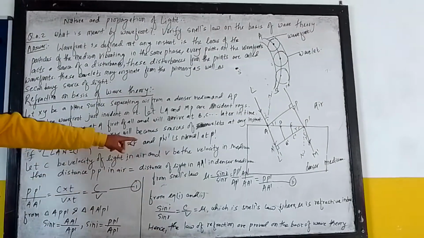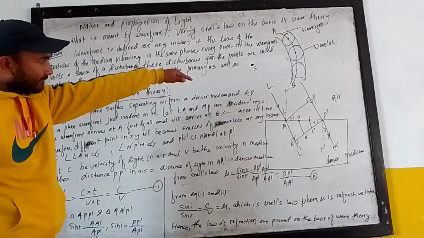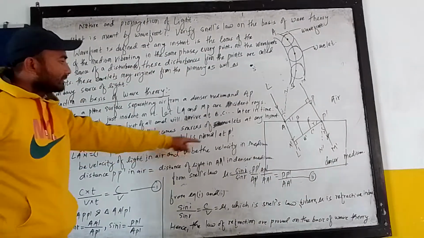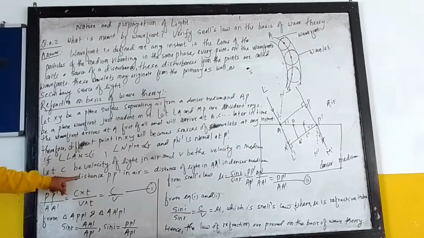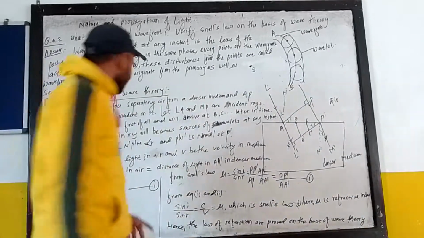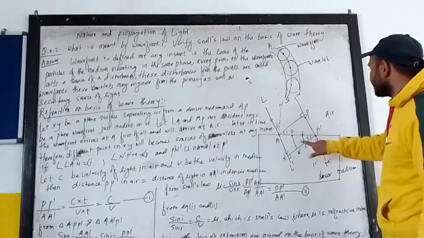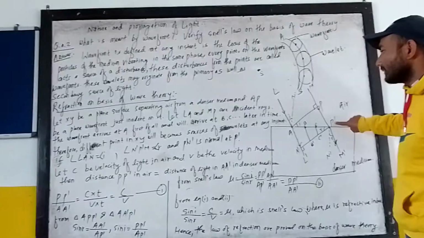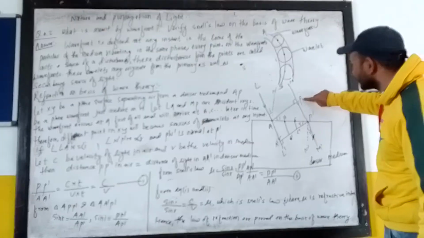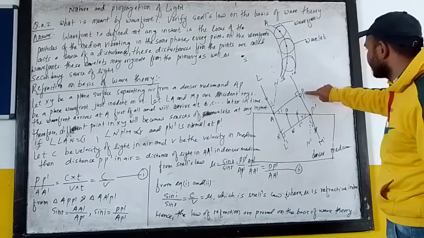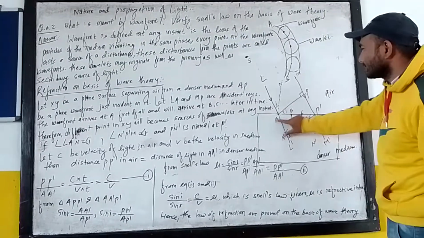Light in air has velocity C, and V is the velocity of light in the medium. You know C is the velocity of light in air and V is the velocity of light in a medium. Then the disturbance, you can see here: the distance light covers in air is P dash, and the distance it covers in the denser medium is A dash. In air it covers distance P dash, and A dash is the distance covered inside the medium.